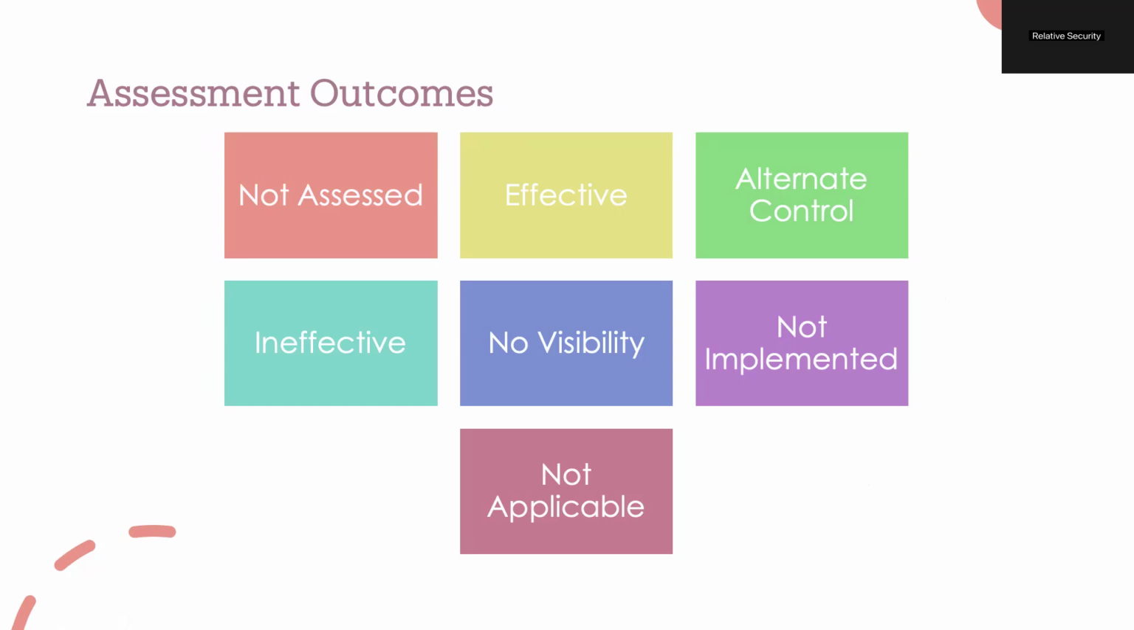Then we have effective. This is the gold star. The controls are in place and they're working as well. For example, multi-factor authentication is switched on for everyone, and the tests that the assessor did prove it's doing its job. Alternate control is next.